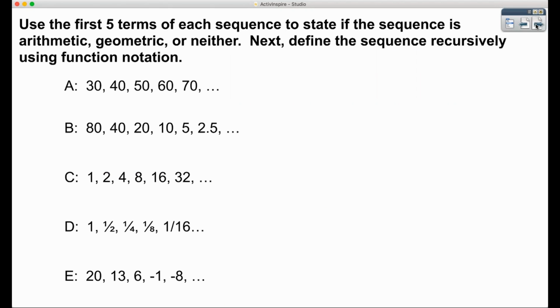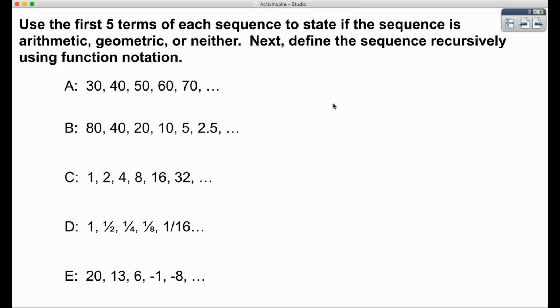All right, so here you'll notice we have 5 different sequences, and it's listing the first 5 terms for each sequence. Now, what I'm going to ask you to do is, using the first 5 terms of each sequence, state if each of these sequences is arithmetic, geometric, or neither. Once you've done that, you want to define the sequence recursively using function notation. So I'm going to ask you to pause the video and take as long as you need to complete this.